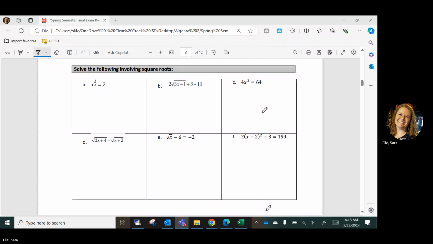Continuing the Algebra 2 spring semester exam review, we are here on the second page with the section that says solve the following involving square roots. I talked about in the last video at the beginning of the review, quadratics was unit 6 and 7, so if you need to go back and look at any notes, quadratics was 6 and 7. Square roots was unit 8. So if you are struggling as we go through square roots, you need a little refresher, you want to look back at your notes, square roots is unit 8.